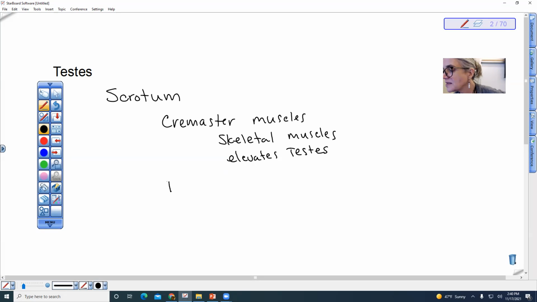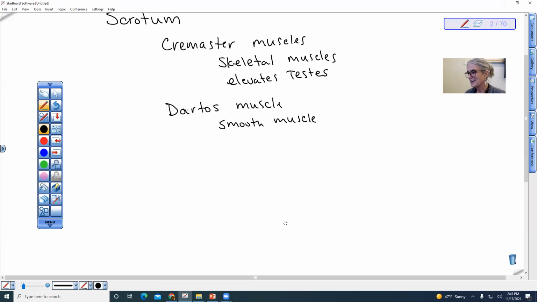We also have a smooth muscle, which is called the dartos muscle. The dartos muscle is smooth muscle, and it is in the skin or underneath the skin. It causes the wrinkling of the skin. So again, when the testes are cold, that skin will wrinkle, the testes will be pulled up to the body cavity, and hopefully the temperature will be elevated.